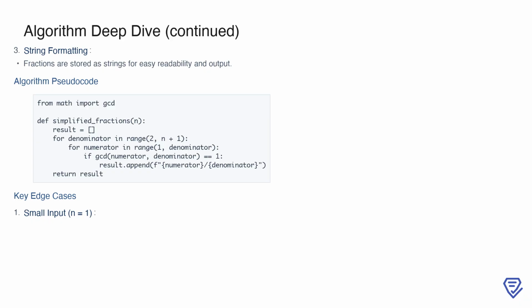The entire process can be summarized in a concise pseudocode implementation. First, we initialize an empty result list. Then, we iterate over denominators from 2 to n. For each denominator, we iterate over numerators from 1 to 1 less than the denominator. If the GCD of the numerator and denominator is 1, we append the fraction as a formatted string to the result list. Finally, the result list is returned.